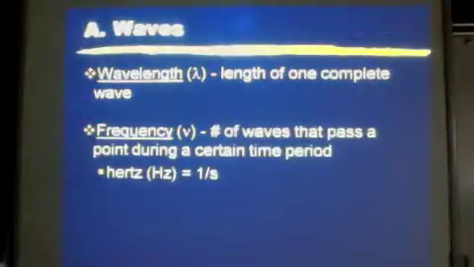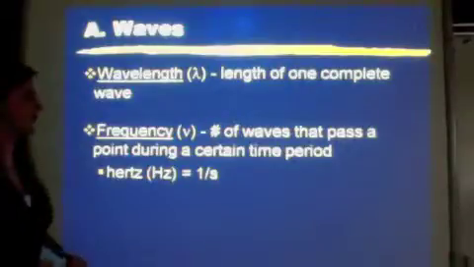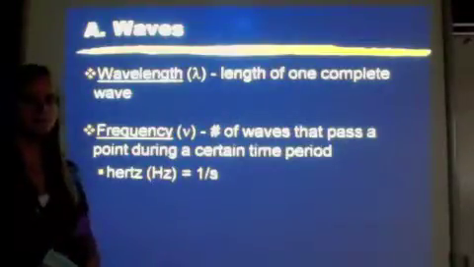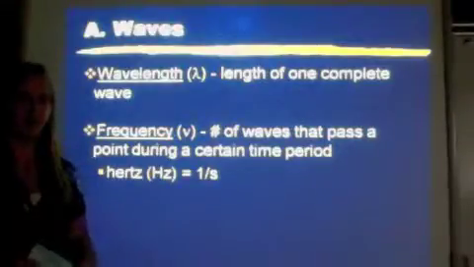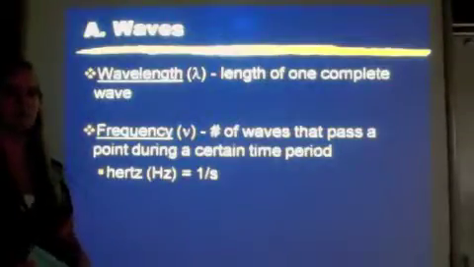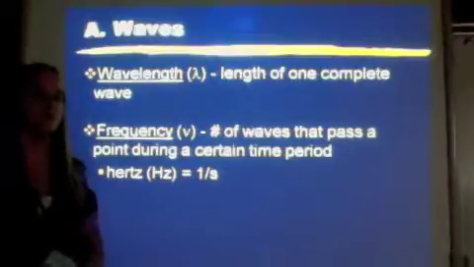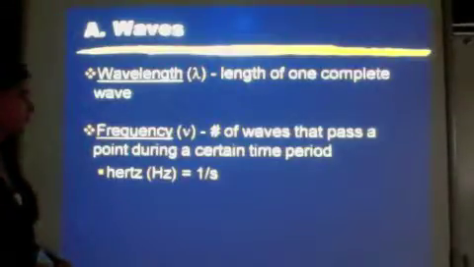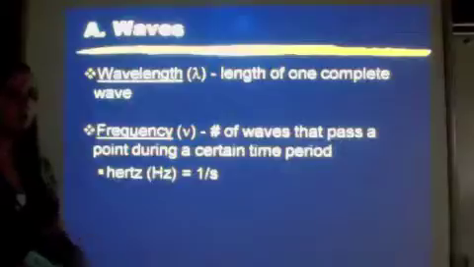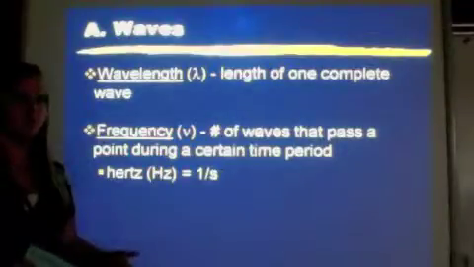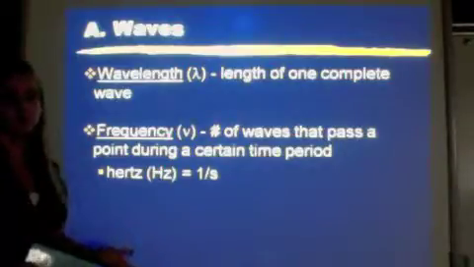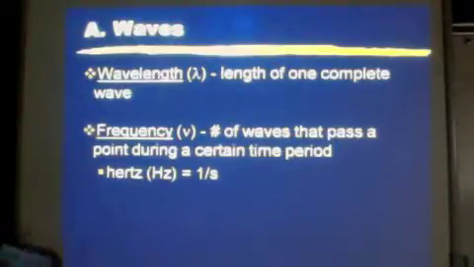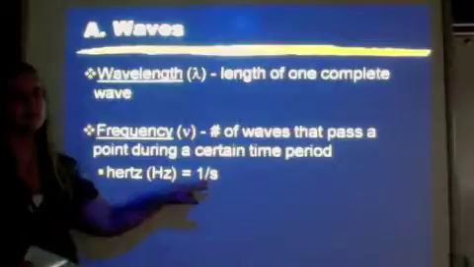Frequency is the number of waves that pass a point during a certain time period. So for instance, if you mark somewhere on the road and you counted how many cars passed within 1 second, which isn't going to be that many, that would be frequency. How frequently you go to a store, you count how many times you go in a certain time period. So frequency is for waves just like it is for anything else. The units for frequency are in hertz, which is the same thing as per second.